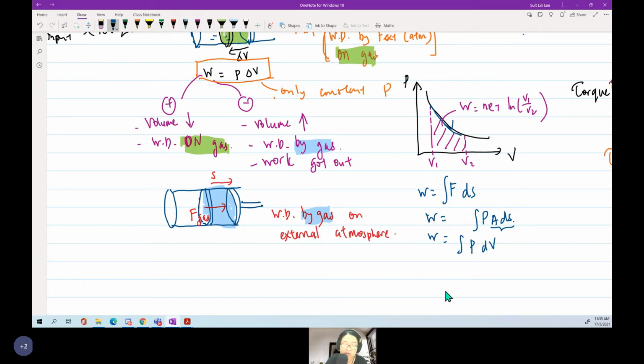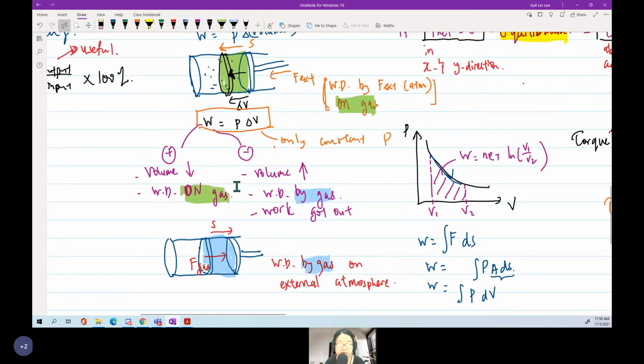But it's not explicit in your syllabus or in the AS physics syllabus because we are trying to make it as user-friendly as possible by not including calculus. So for purposes of answering your AS, your memory work law, work done is P times change in volume, can only be used for constant P, and positive or negative depending on the change in volume.